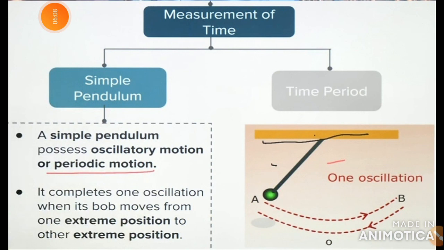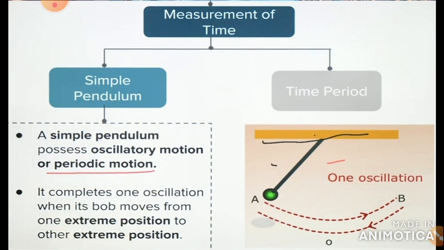Okay, here they have given some points. A simple pendulum possesses oscillatory motion or periodic motion. It completes one oscillation when its bob moves from one extreme position to the other extreme position. I will give an easy daily life example of oscillatory motion. That is a table fan. You know, table fans, ground fans, they keep their oscillation option.